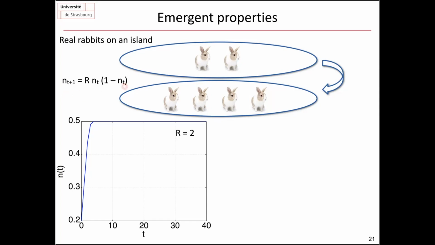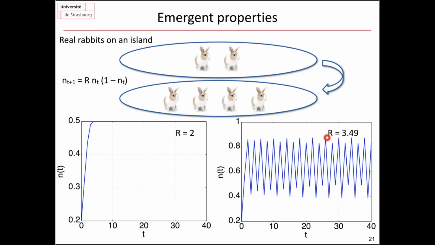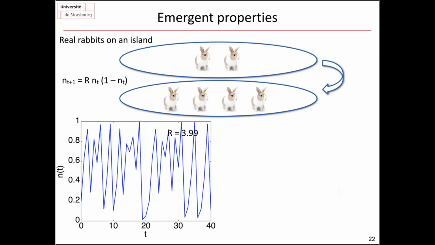So we take this equation and we start at a certain value. And if we have R equals 2, we have an increase in the population of rabbits. If we increase R a little bit more, we see that there are oscillations in the number of rabbits, which is quite surprising from just this equation, right? If you increase R even more, so to 3.99, you get something that looks chaotic. And this is called deterministic chaos.